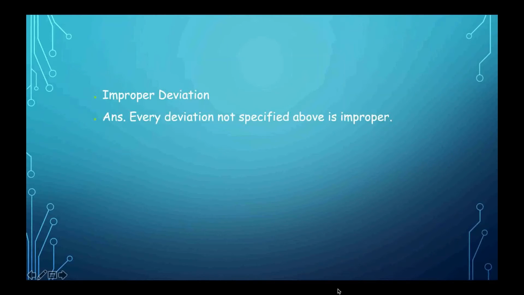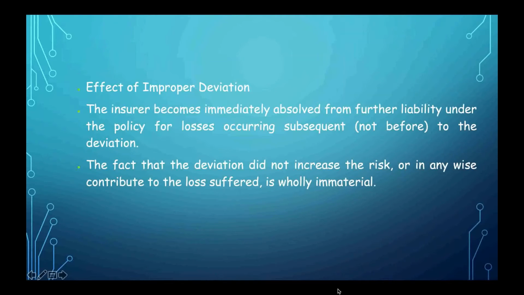Improper deviation is every deviation not specified above. Effect of improper deviation: the insurer becomes immediately absolved from further liability under the policy for losses occurring subsequent to the deviation. The fact that the deviation did not increase the risk or in any wise contribute to the loss suffered is wholly immaterial.